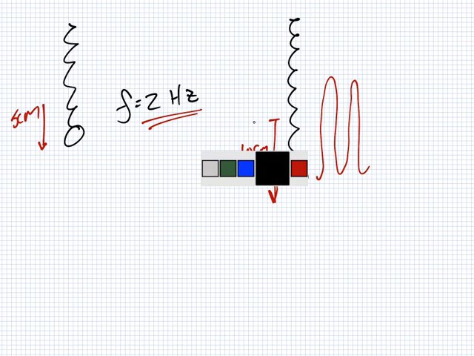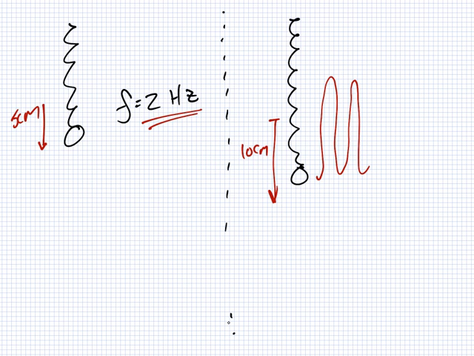Okay, so let's just look at this situation on the left first. We know the f equals 2. So what does the T equal? 1 over 2, which is half a second. Now, what happens if somebody pulls it down further? What happens to the time?